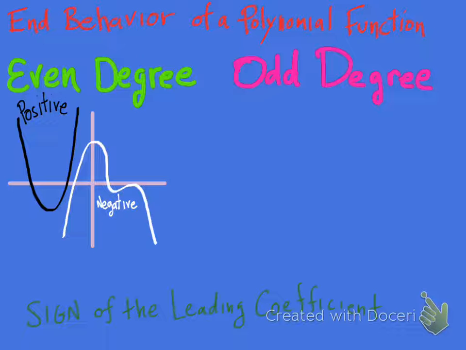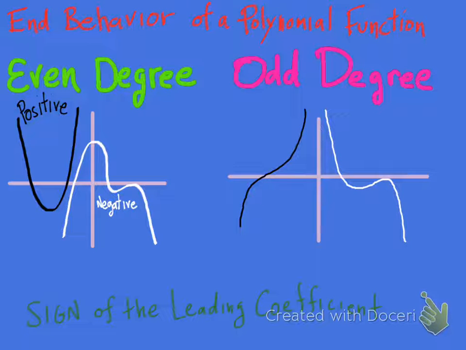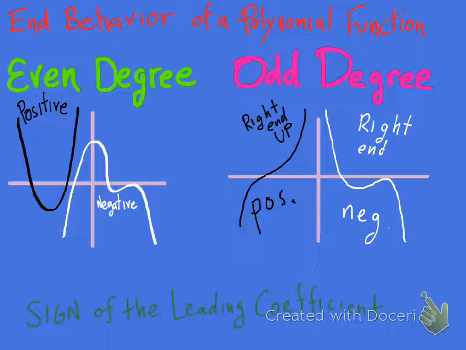Some odd degree ones. Here's a graph of a couple of odd degree polynomials. Once again, the positive one is in black and the negative one's in white. And you can see that the positive one has the right end going up and the negative one has the right end going down. All right? So that pretty much covers everything. There's either even degree or odd degree, and they're either positive or negative. And so these are kind of the four different possibilities that you can see.